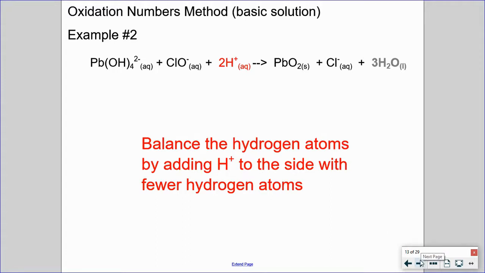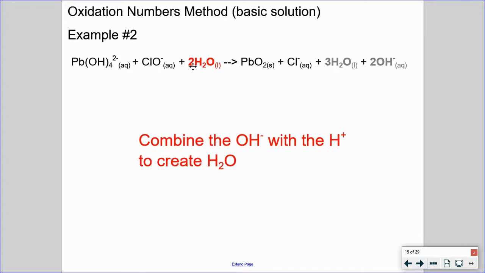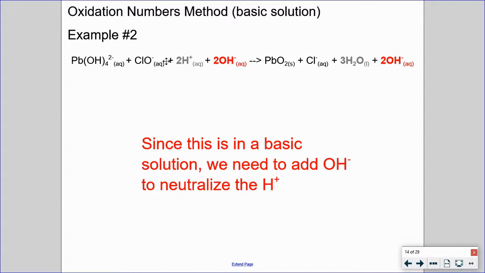The next step is to remember that we're dealing with a basic solution, and so we have to add hydroxide ions to balance out, to neutralize the hydrogen ions. And we're going to add hydroxide ions to both sides. There are 2 hydroxide ions added because there's 2 hydrogen ions in there. And whenever we have hydrogen ions and hydroxide ions together, we form a water molecule. So there's 2 water molecules formed from these 2 ions there.